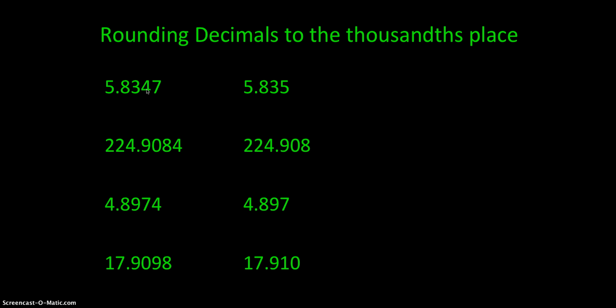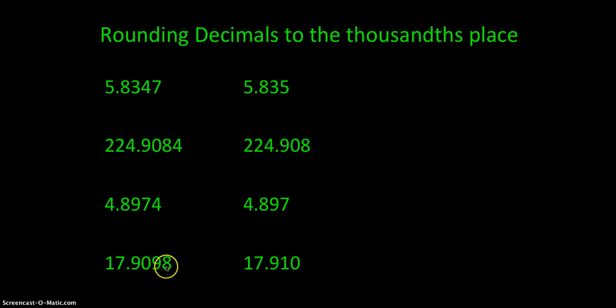Welcome back. Here are the results. This number ends up being truncated. You can just ignore the 4, and the result becomes 224 and 908 thousandths. This number, 4 and 8,974 ten thousandths, also is a case where the digit 4 is less than 5, so you'll just truncate, and the result, 4 and 897 thousandths.